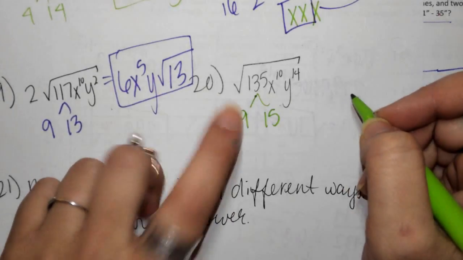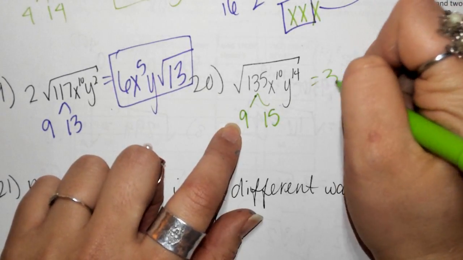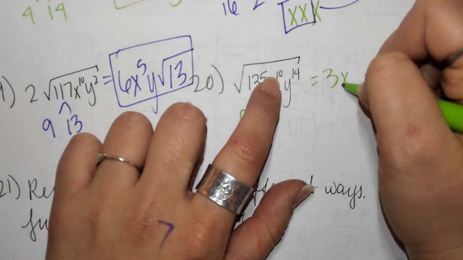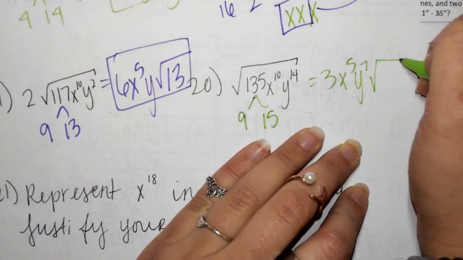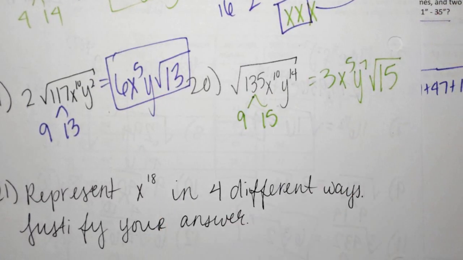All right, so what's the square root of 9? 3. All right, how many times does 2 go into 10? 5 times. How many times does 2 go into 14? And what's left in the house? Any variables? None left over, because it was even.